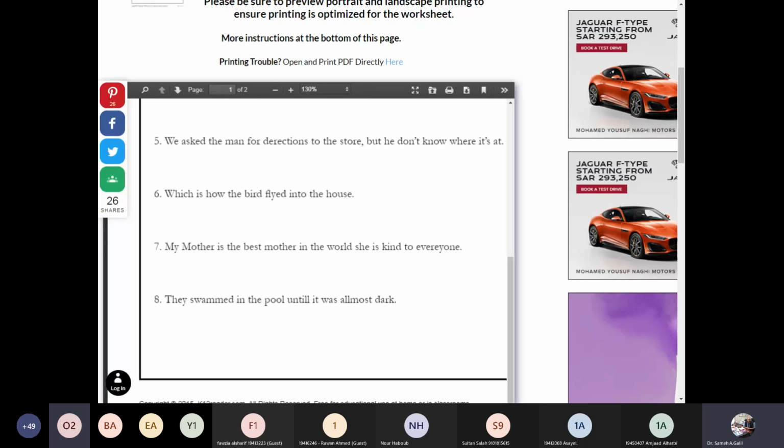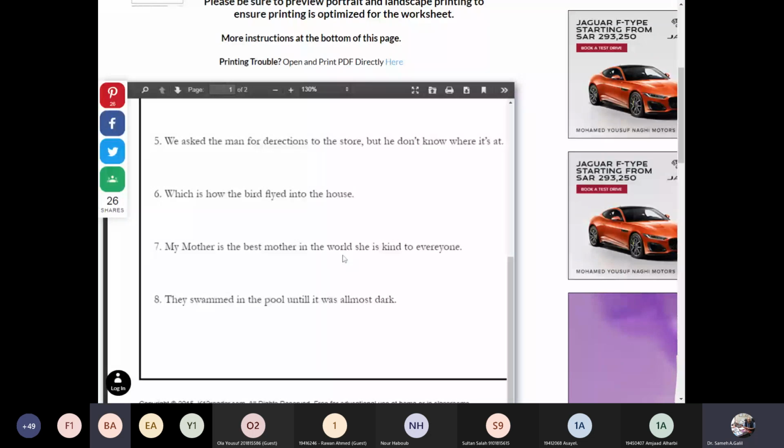Where is it at? No, where it is, but not the apostrophe. Where it was. Okay, and you're going to, of course, drop at, right? But he didn't know where it was. Okay, let's move to number 6.